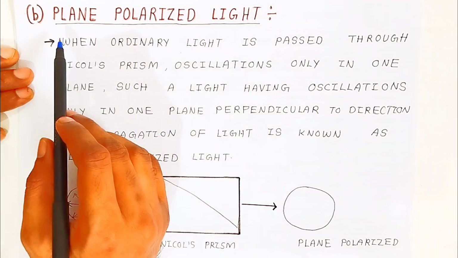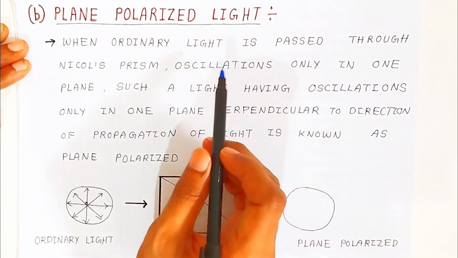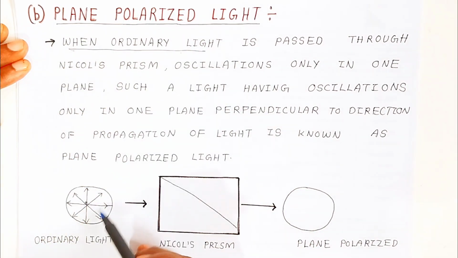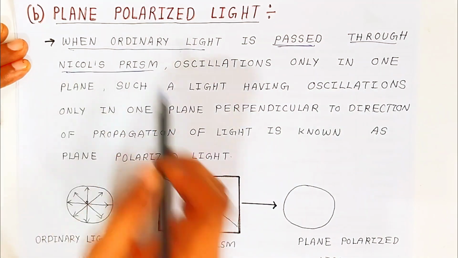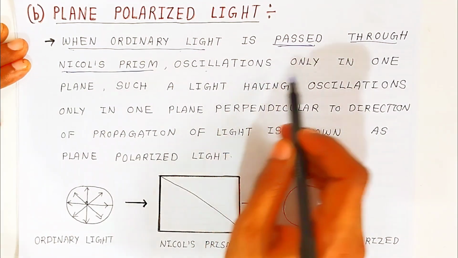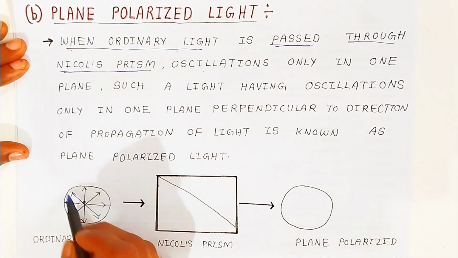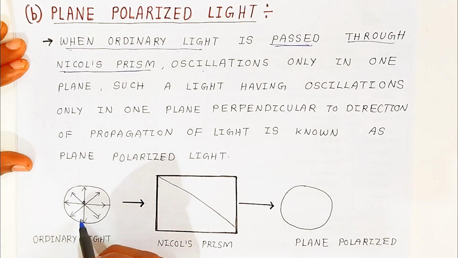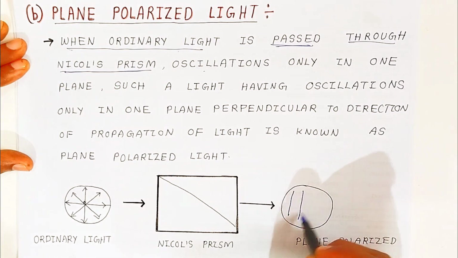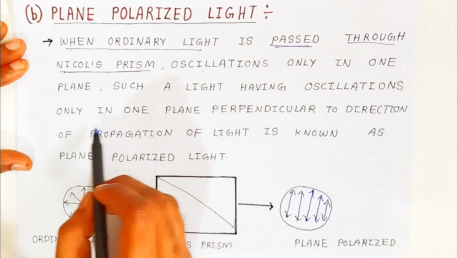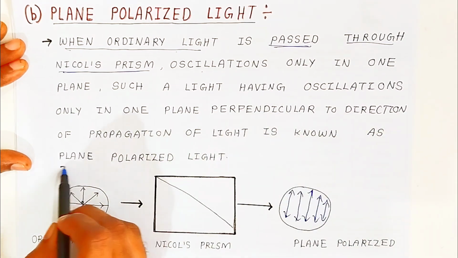Next, students, the term plane polarized light. Which light do we call plane polarized light? When ordinary light is passed through a Nicol prism, there is oscillation in only one plane. See here, the ordinary light is oscillating in all possible directions. But when this light is passed through the Nicol prism, it will oscillate in only one direction. Light having oscillation only in one plane, perpendicular to the direction of propagation of light, is known as plane polarized light.